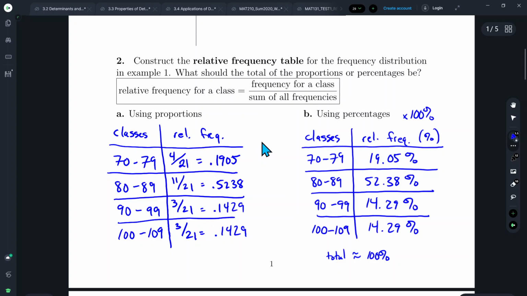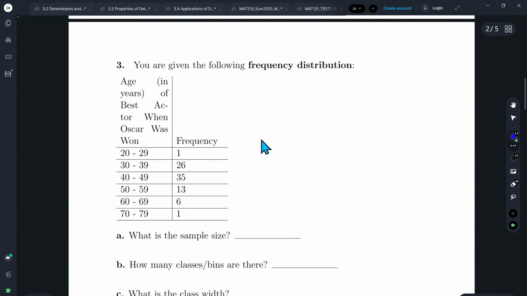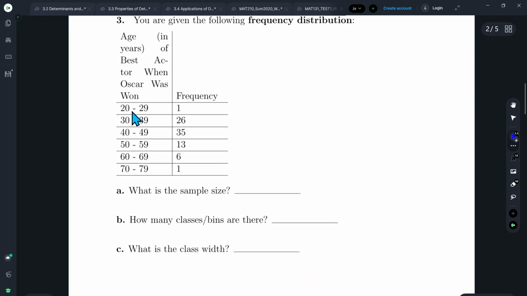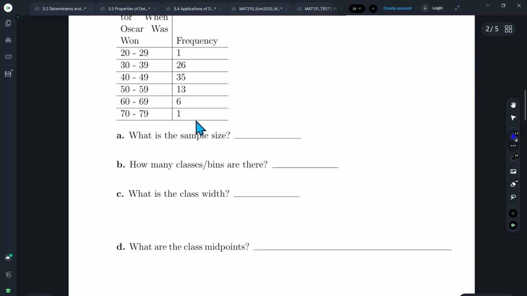Okay, so let's take a look at the next example. In example 3, we're given a frequency distribution that describes the age in years that a best actor has won an Oscar. And we have the age groups as being from 20 to 29 years old, 30 to 39 years old, and so on up to 70 to 79 years old. And the frequency distribution is given here. And so in this problem, we're asked to describe the distribution that's presented.